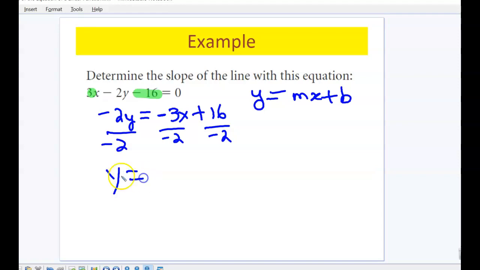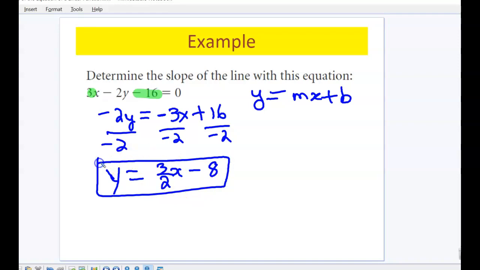So I'm left with y equals, and be careful with your signs, negative 3 over negative 2 is positive 3 over 2x, and 16 over negative 2 is negative 8. So here's my equation in the form y equals mx plus b. And now the slope is just the value in front of my x term, and it would be 3 over 2. Remember, the slope is not 3 over 2x, it's just the number in front of the x term, which is 3 over 2 in this case.